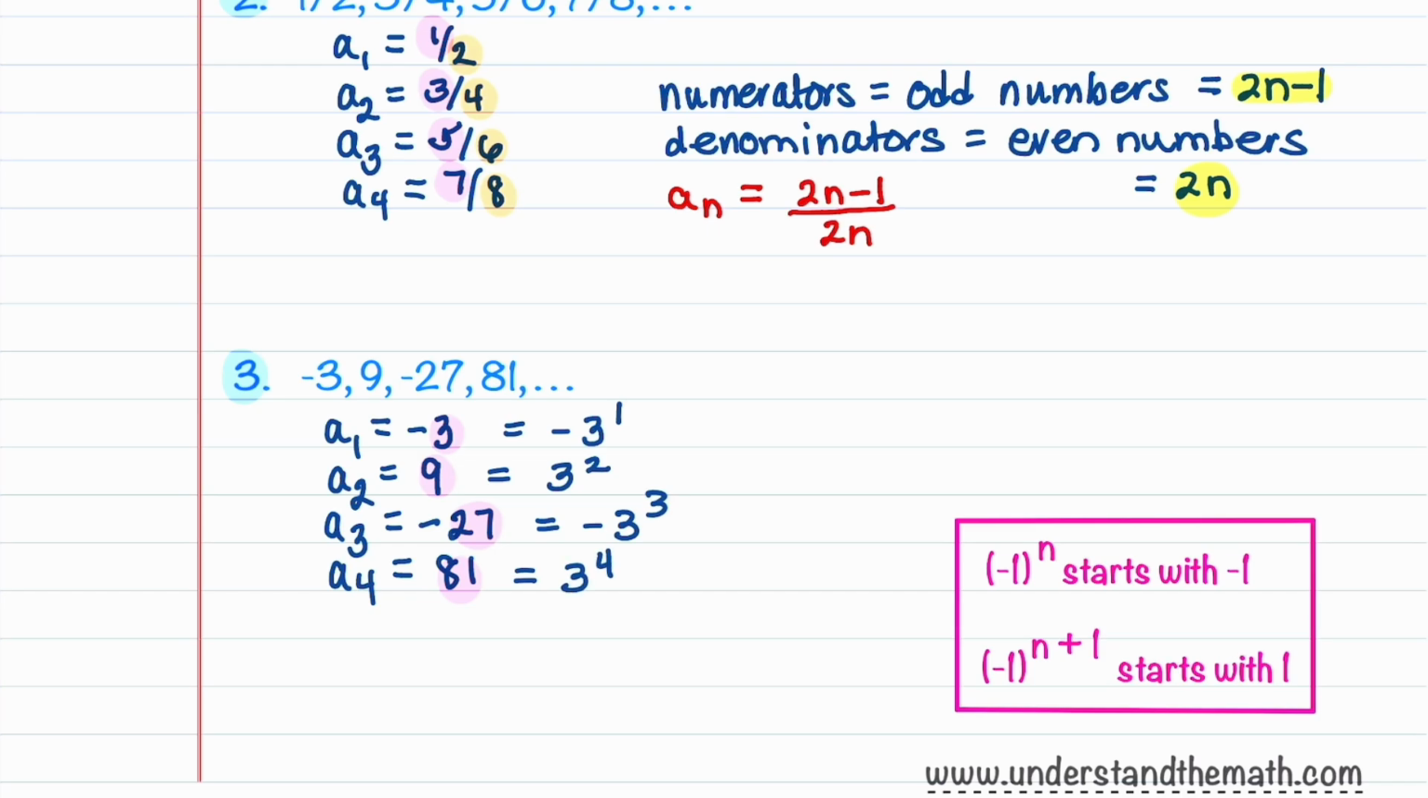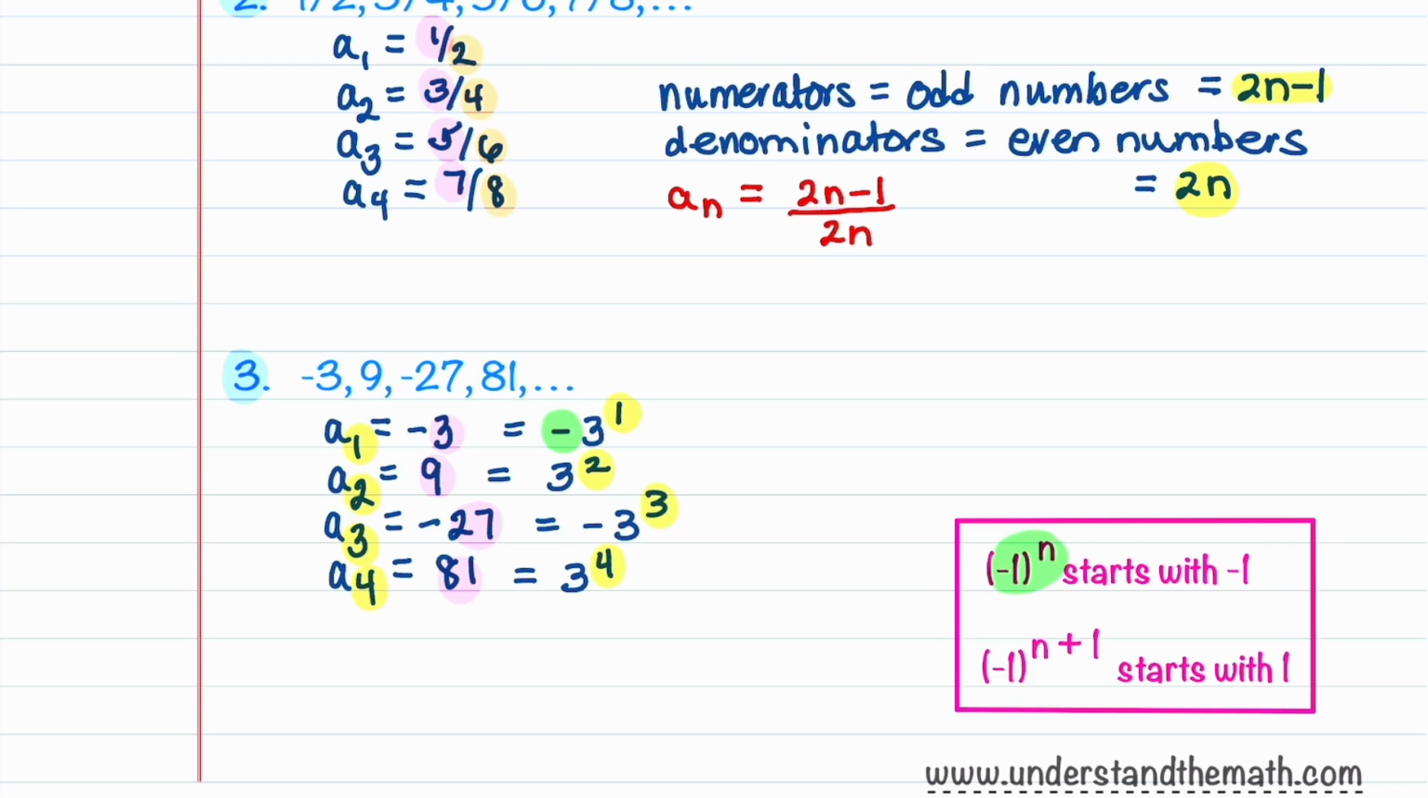Let's now compare our powers in our numbers to our subscript. A1 is 3 to the 1, A2 is 3 squared, A3 is 3 cubed, and then A4 is 3 to the 4th. Now let's think about our negatives and our positives. Our terms alternate between negative and positive, and they start with a negative. On the lower right here, I've written down a formula that we can use, and this is standard for sequences that have positive and negative numbers in them. If we start with a negative 1, we can write that as minus 1 raised to the n.